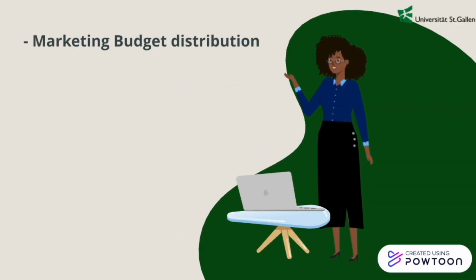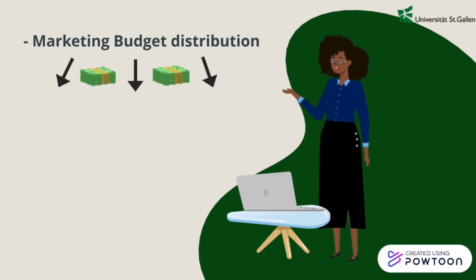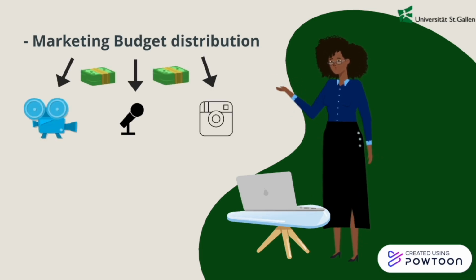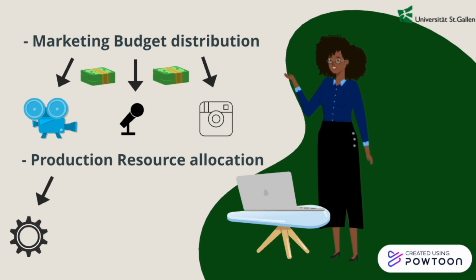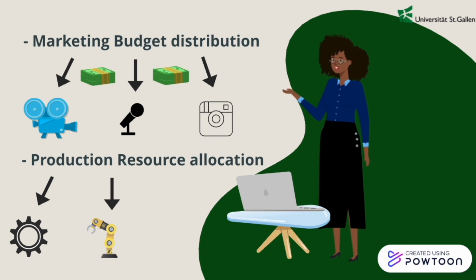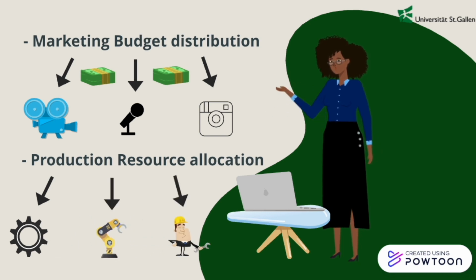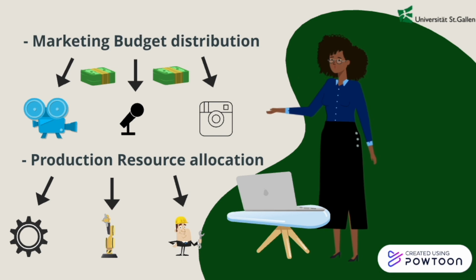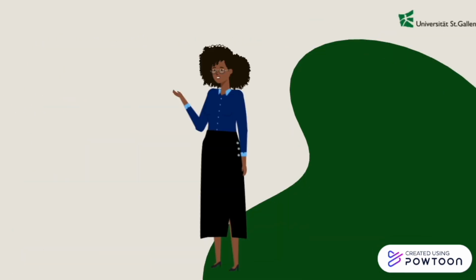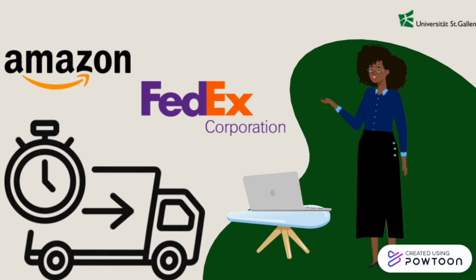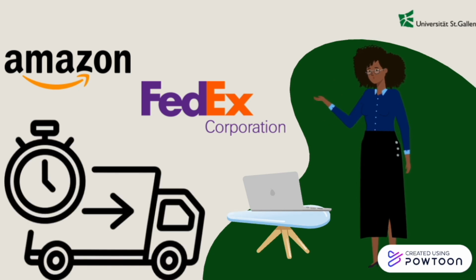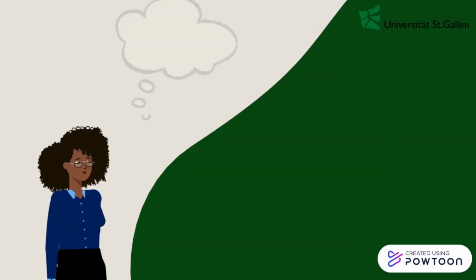Linear programming is used, for example, in marketing to distribute the marketing budget across different media channels. In production companies, it is used for the optimal allocation of resources such as material, machines, or manpower between the different departments. Or even companies like Amazon or FedEx use linear programming to find the shortest and most efficient delivery routes.